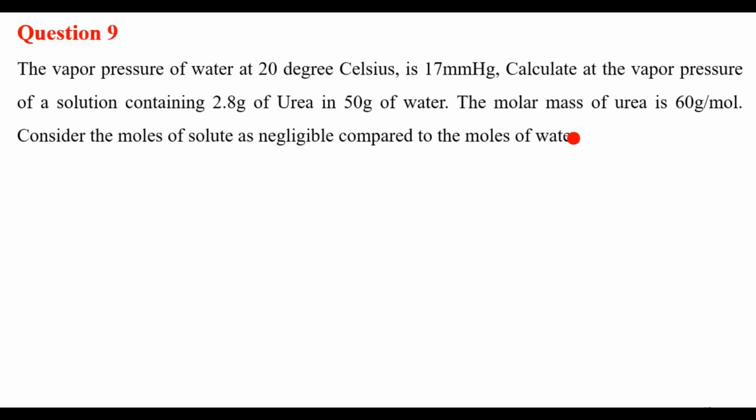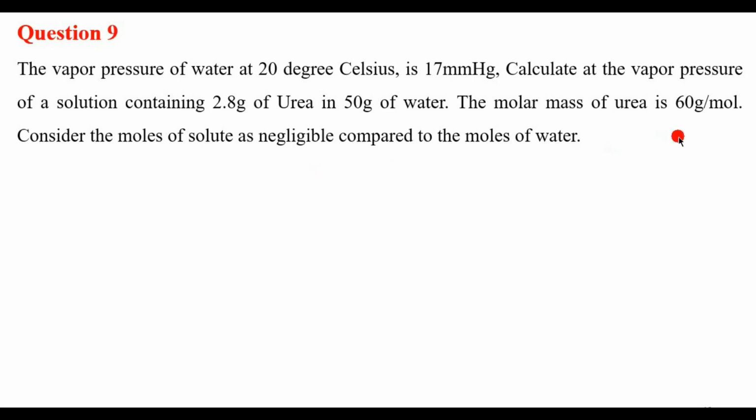Let's move to question 9. Question 9 is saying the vapor pressure of water at 20 degrees Celsius is 17 millimeter mercury. That means the vapor pressure of the pure water, the vapor pressure of the pure solvent. Calculate the vapor pressure of a solution containing 2.8 grams of urea. That means here we are having the mass of the solid in 50 grams of water. So we have also the mass of the pure solvent, which is 50 grams of water. The molar mass of urea was given as 60 grams per mole. Then they're asking to consider the moles of solid as negligible compared to the moles of water.